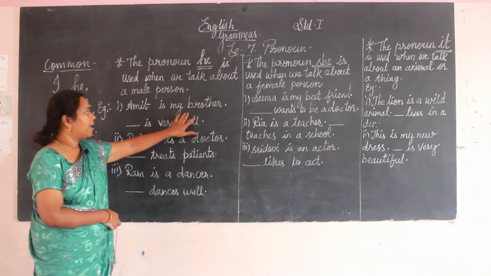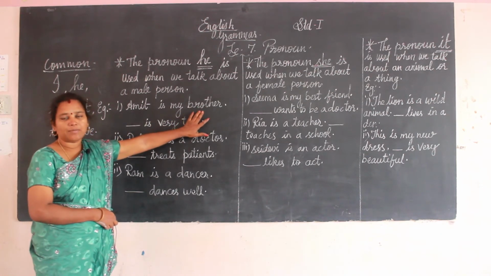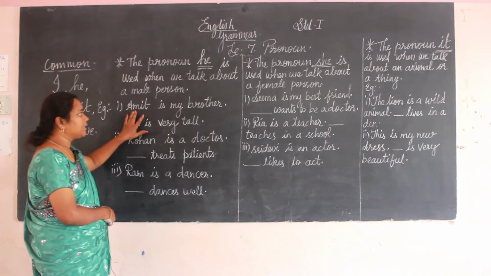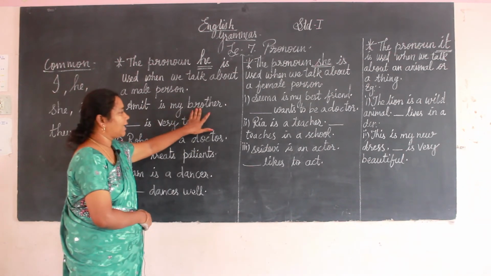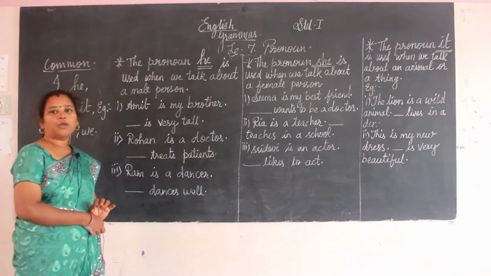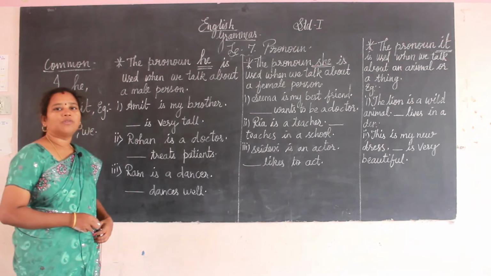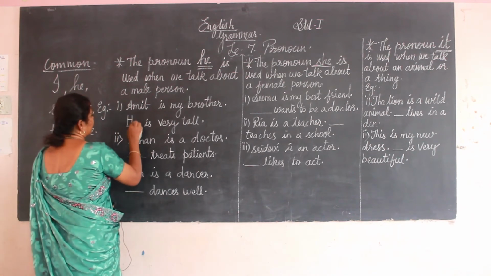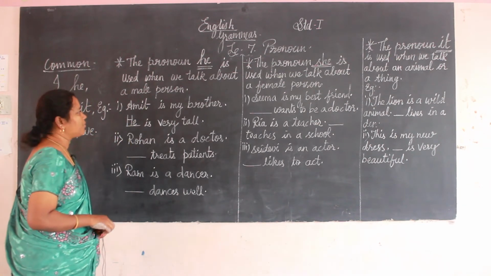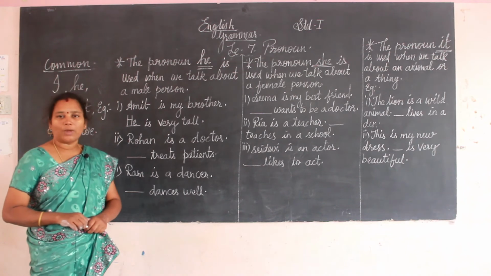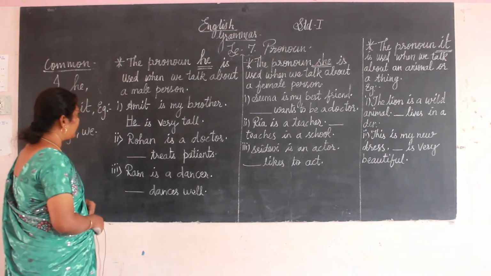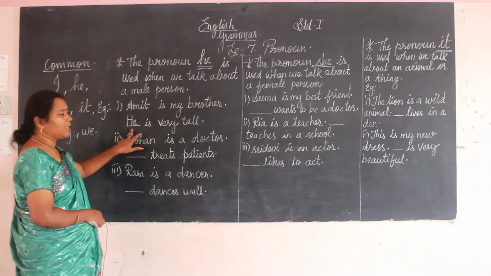Amit is my brother. Amit is my brother. Dash is very tall. Who is Amit? Brother means elder brother. So what will we use for a brother, he or she? We will use he. So you will write here he. Amit is my brother, he is very tall. I am telling male, so we have used here he.